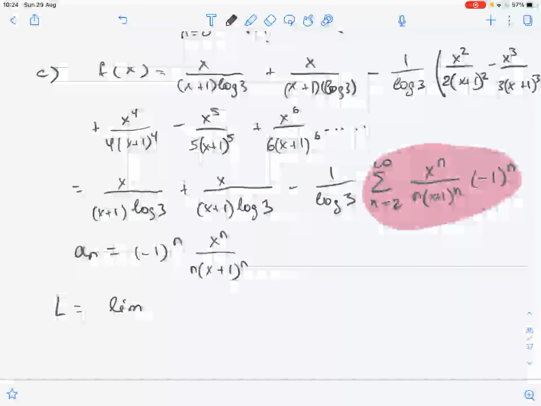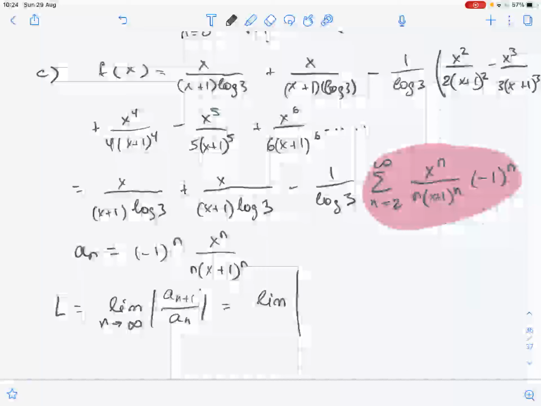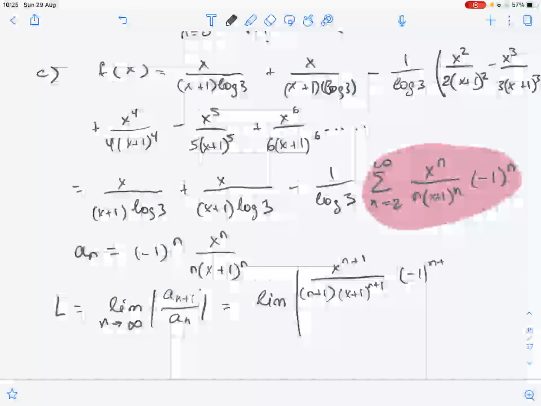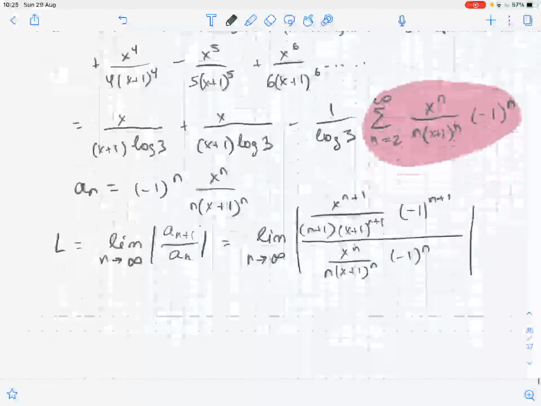Let's apply the ratio test. So L equals the limit of the absolute value of a_(n+1) over a_n, where n approaches infinity, and this equals the limit of the absolute value of x to the power of n plus 1 over n plus 1 times x plus 1 to the power of n plus 1 times negative 1 to the power of n plus 1, and this whole thing is divided by x to the power of n over n times x plus 1 to the power of n times negative 1 to the power of n, and n approaches infinity.